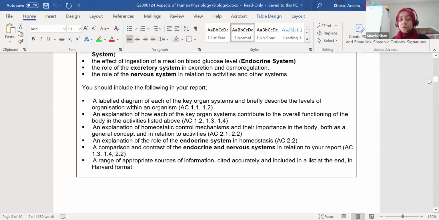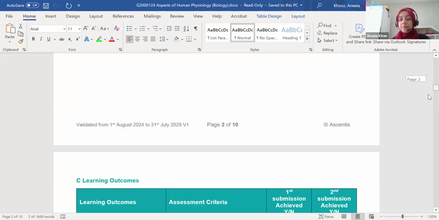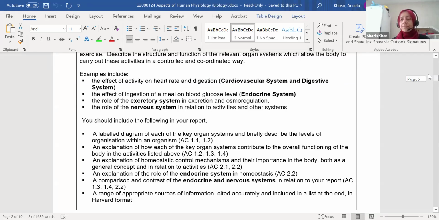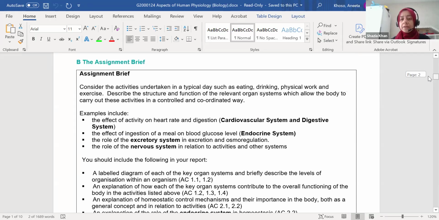So your references should be whatever you're taking externally from the web, you will be referencing it through Harvard referencing style, which has been given in detail in your previous briefs. So this is the assignment brief. This is a report that you will be expected to submit.